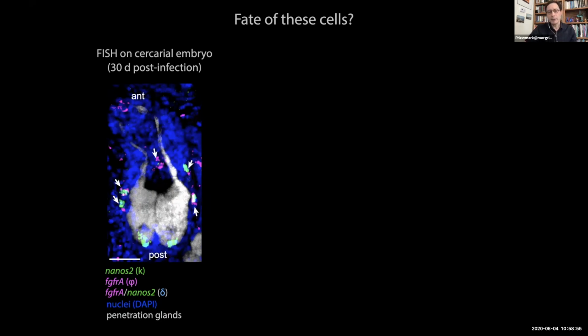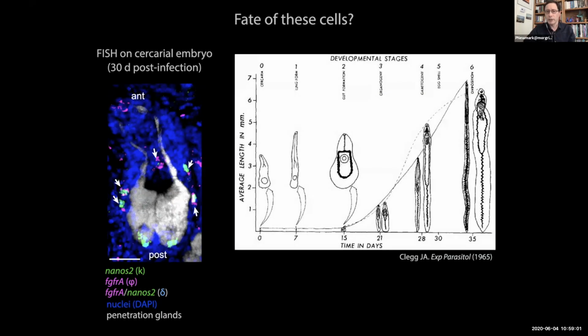Now, to ask what happens upon infection of the mammal, that is a challenging question. But let me tell you a little bit more about the biology. So what you're looking at here is just a growth curve with the morphology of the parasites amplified. This is from a classic paper from Clegg from 1965. Average length of the parasite in millimeters is shown on the left.